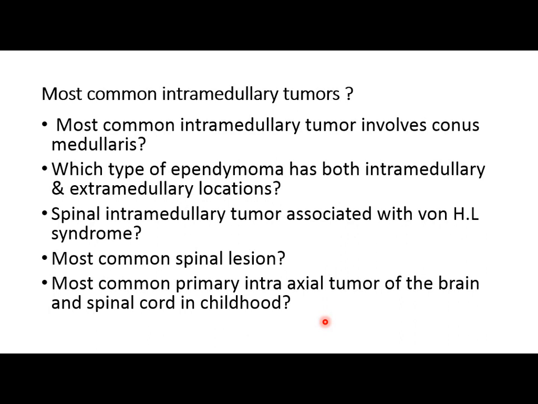Spinal intramedullary tumor associated with von Hippel-Lindau syndrome? Hemangioblastoma. Good. Most common spinal lesion? Extramedullary is the most common, yes, most common is disc herniation. Most common primary intra-axial tumor of the brain and spinal cord in childhood? Astrocytoma. Good.